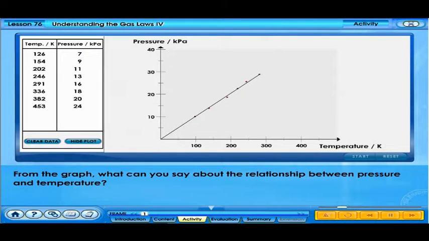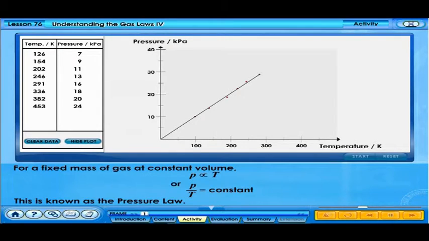From the graph, what can you say about the relationship between pressure and temperature? For a fixed mass of gas at constant volume, the pressure of the gas is directly proportional to its absolute temperature. That is, P is directly proportional to T, or P over T equals a constant. This is known as the pressure law.